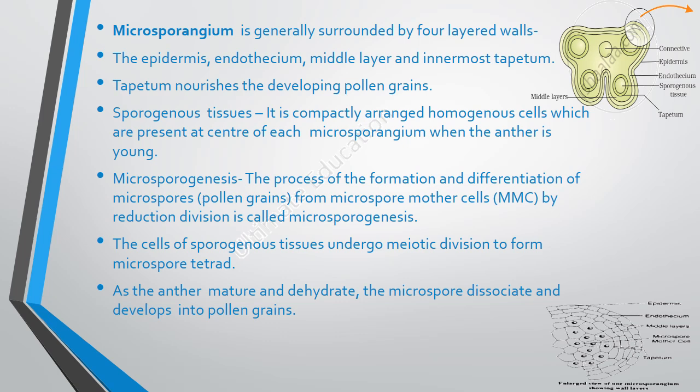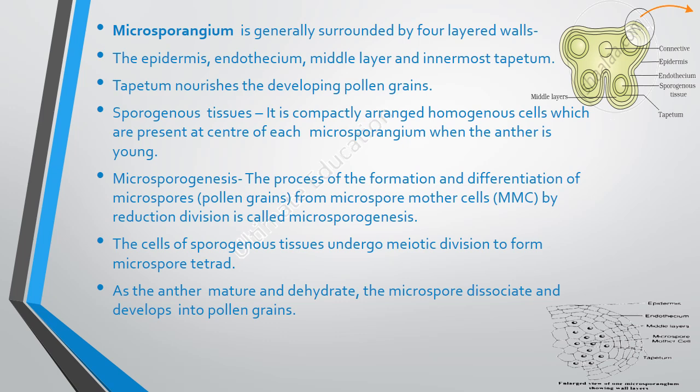It is generally surrounded by four-layered walls. First wall, epidermis; second, endothecium; third, middle layer; and innermost, tapetum. Tapetum nourishes the developing pollen grains. Sporogenous tissue is compactly arranged homogeneous cells which are present at the center of each microsporangium when the anther is young.